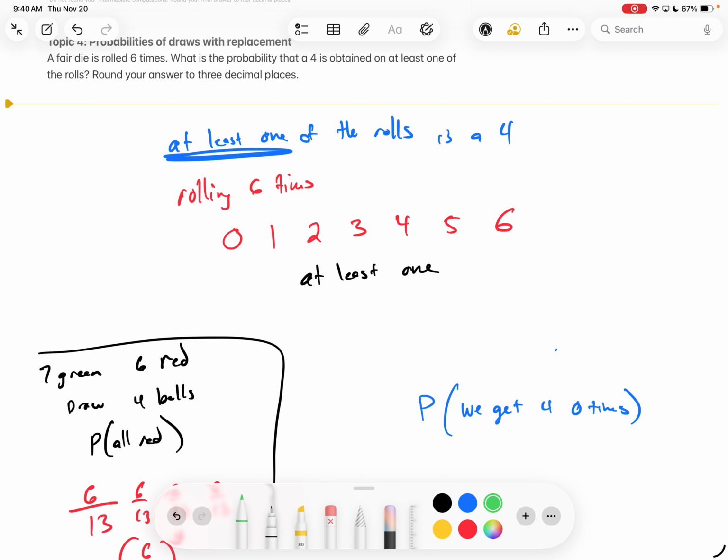So you need to do 1 minus when you want to flip whatever you're looking at. That's what Stats World teaches. Do 1 minus when it says at least, because at least, you've got to find the none and then do 1 minus to find the other side.